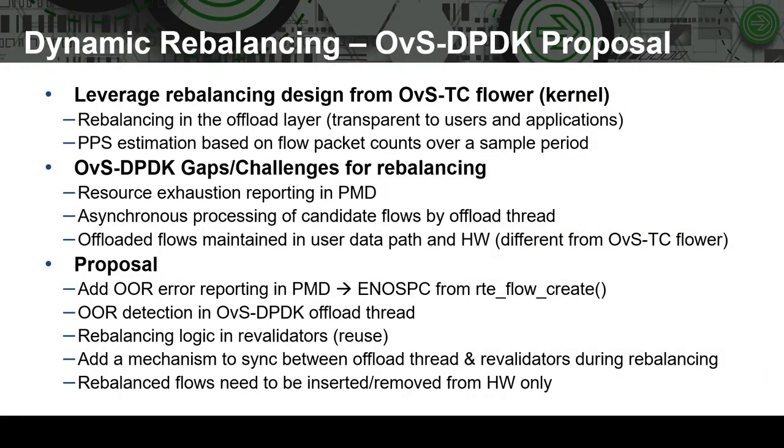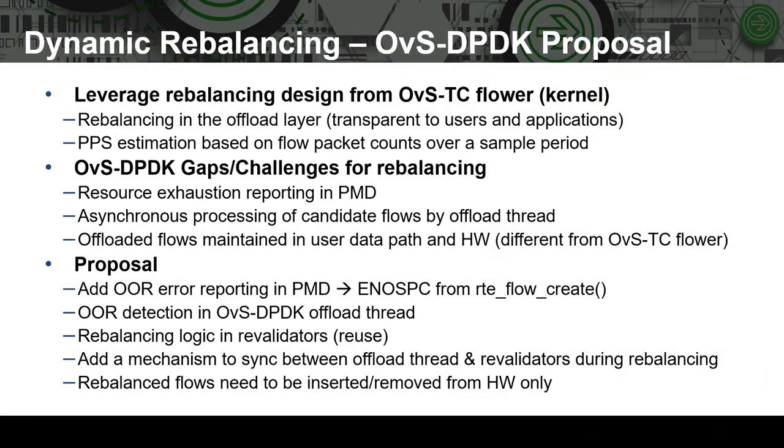We need changes in the DPDK poll mode drivers to report no space error when an RTE flow create request fails due to lack of hardware resources. And this should be handled by the offload thread in OvS-DPDK by marking the netdev to OOR state. So error reporting and detection should be okay. Next is the flow selection logic in the revalidator, which should also be reusable from the existing implementation.